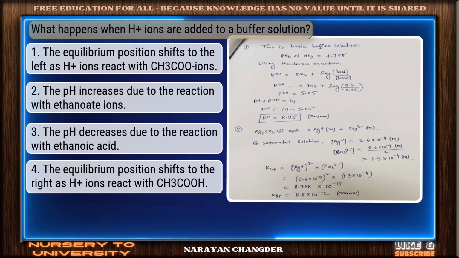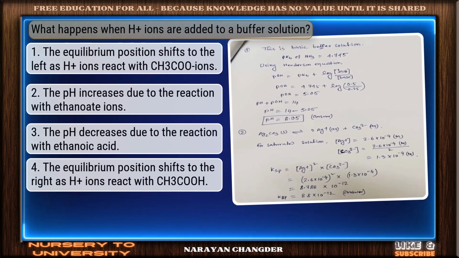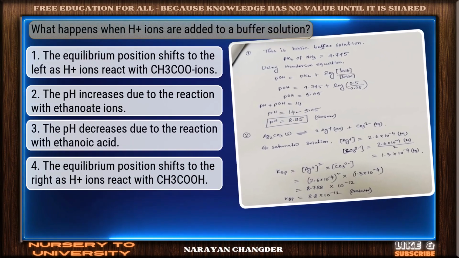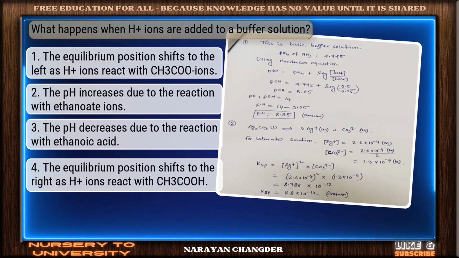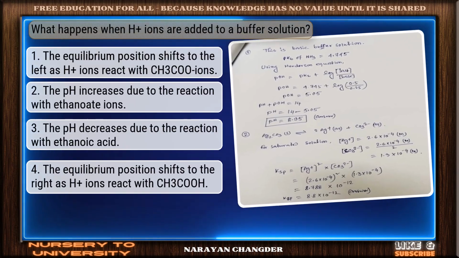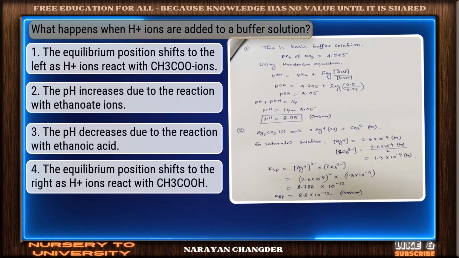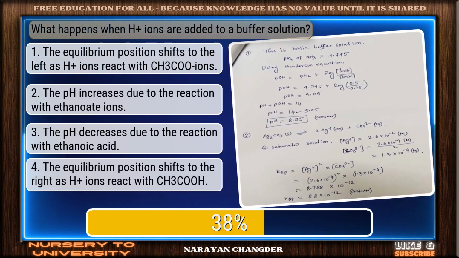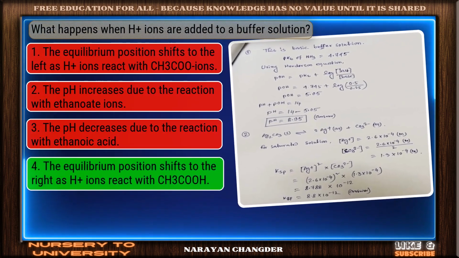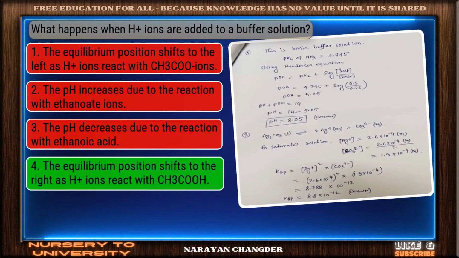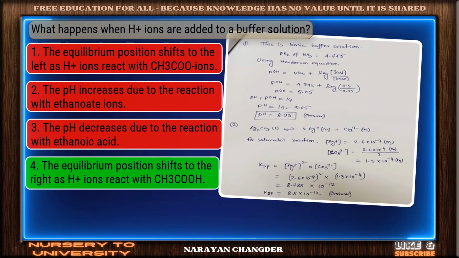Option 2, the pH increases due to the reaction with ethanoate ions. Option 3, the pH decreases due to the reaction with ethanoic acid. Option 4, the equilibrium position shifts to the right as H+ ions react with H3CCOO-. You're on fire. The equilibrium position shifts to the right as H+ ions react with H3CCOO-.